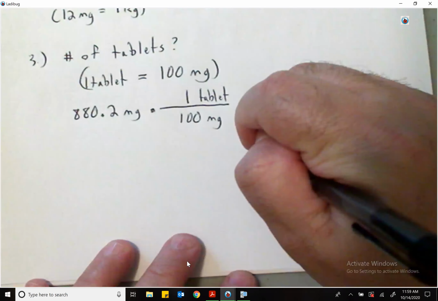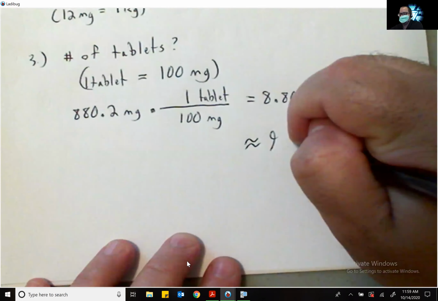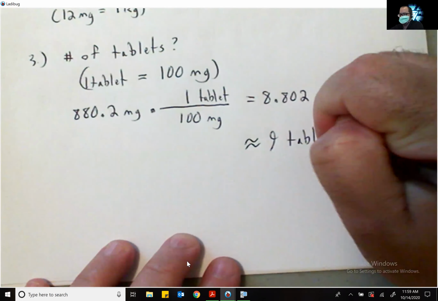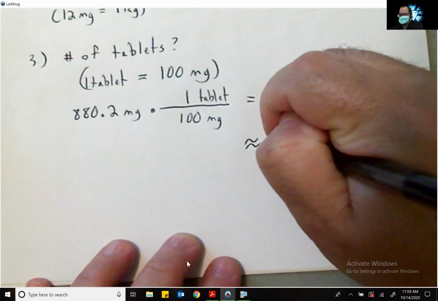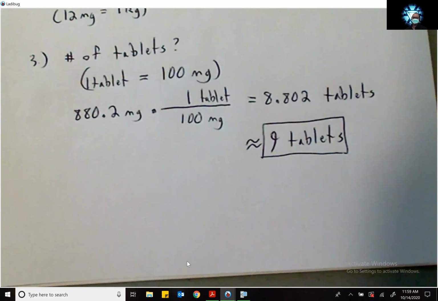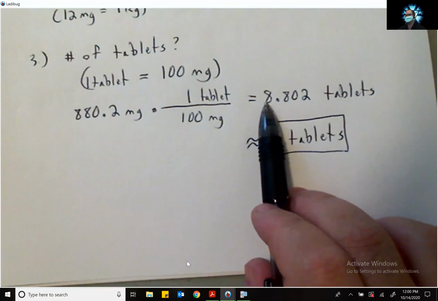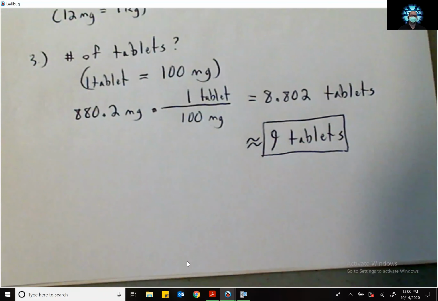8? Nope. Oh, would that be 9? It is 9. 9 tablets. Watch the rounding. And there you go. Because this 8 says, hey, go up. So the patient is going to get 9 tablets per day.